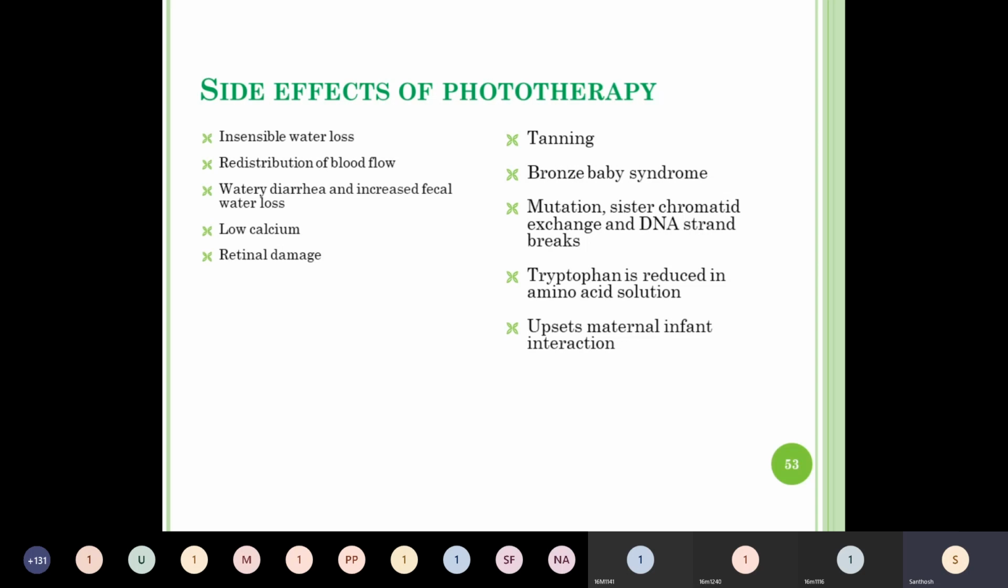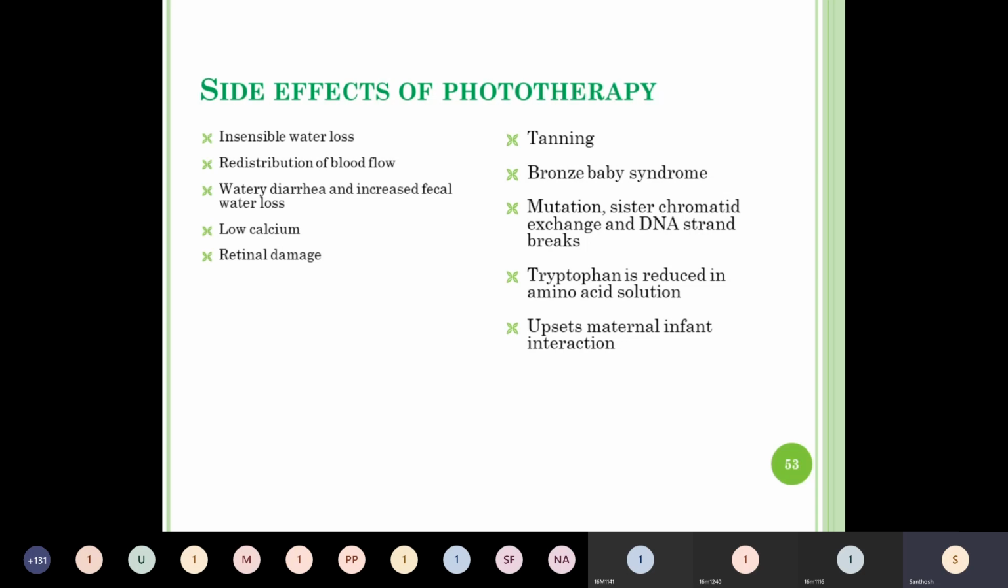What do you mean by bronze baby syndrome? Suppose the baby is having direct hyperbilirubinemia and you keep the baby under the phototherapy, the photooxidation products will get deposited in the skin and they cause pigmentation. This is called bronze baby syndrome, especially if the baby is having conjugated bilirubinemia and you keep the baby under phototherapy.